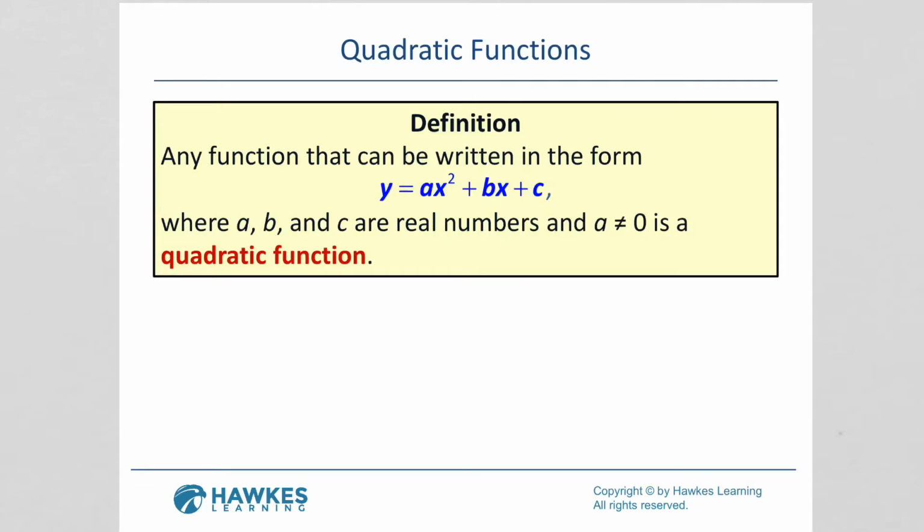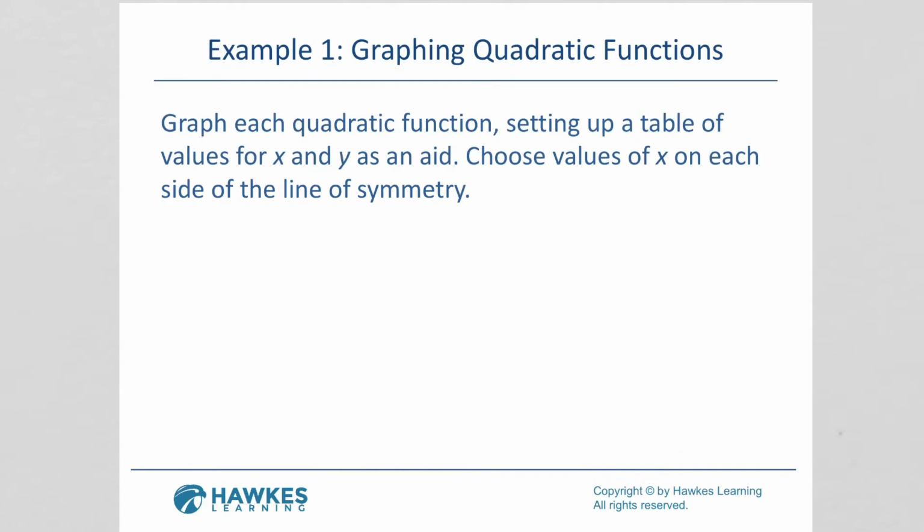The definition: any function that can be written in the form y equals ax squared plus bx plus c, where a, b, and c are real numbers and a is not equal to 0, is a quadratic function. Example 1, graph each quadratic function, setting up a table of values for x and y as an aid. Choose values of x on each side of the line of symmetry.